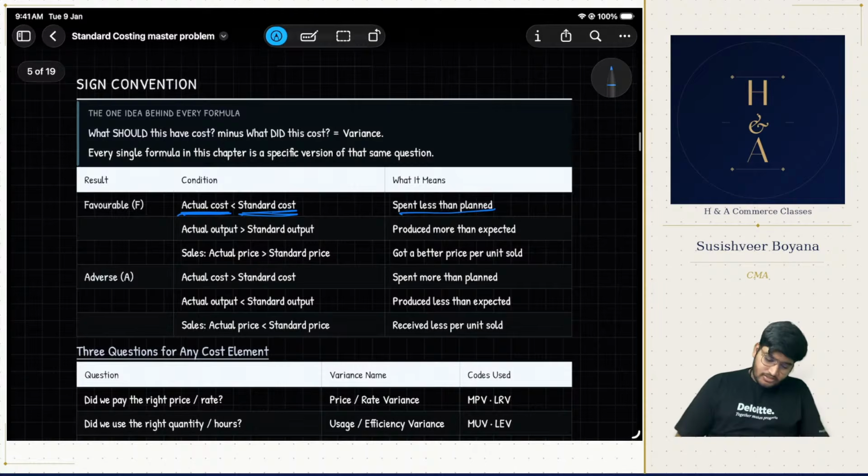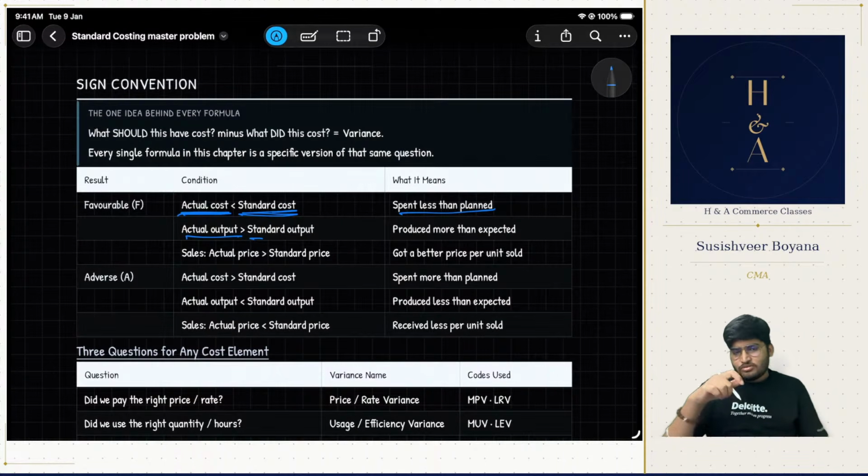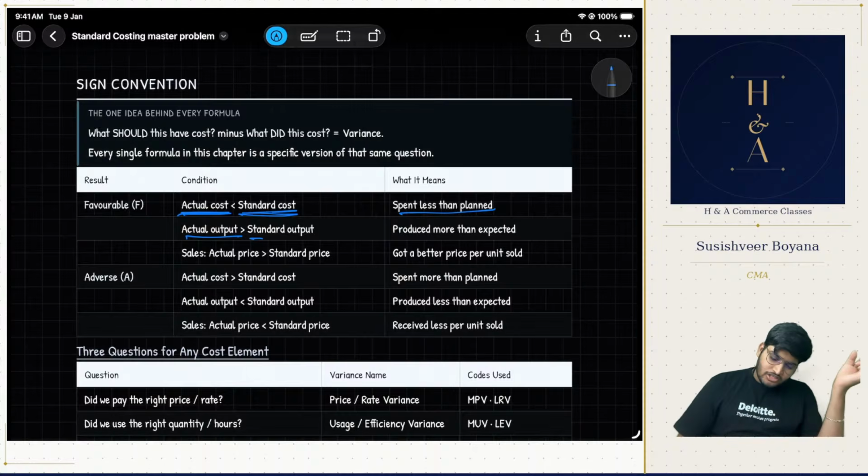Spent less than planned. Actual output more than standard output. I gave you quantity for 10 plates, but you used your tactics. You served it in 11 plates. You got me 1 plate extra as an output. So when actual output is greater than standard output, produced more than expected, is it not favorable for me?